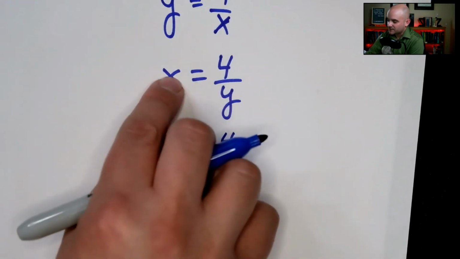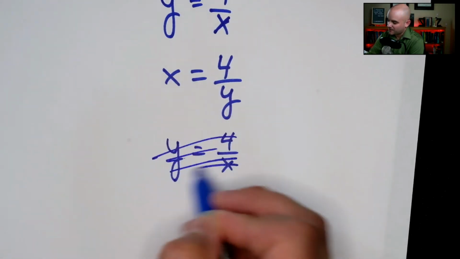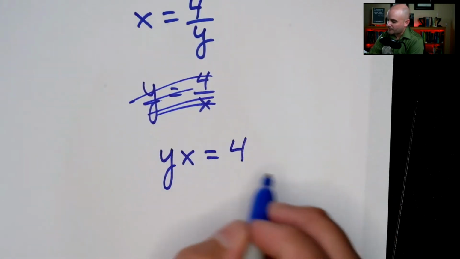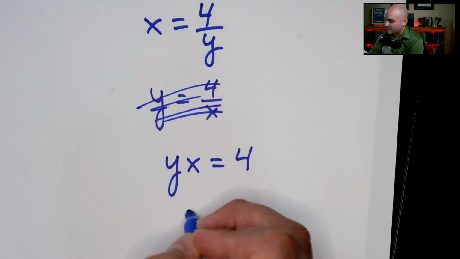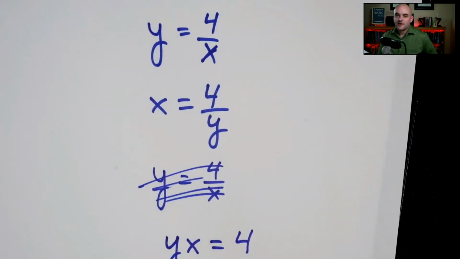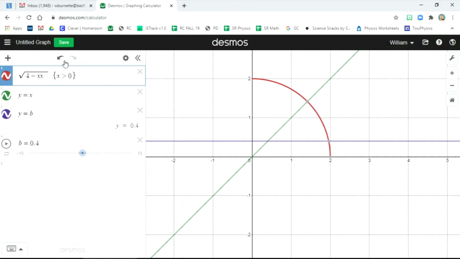Sorry, multiply both sides by y. I skipped a step in my head. And I get y times x equals 4. And then divide both sides by x. And you get 4 over x. Notice once again that this so happens to be the same function. So you say, what's going on here? Let's switch back to Desmos and see what this graph looks like.